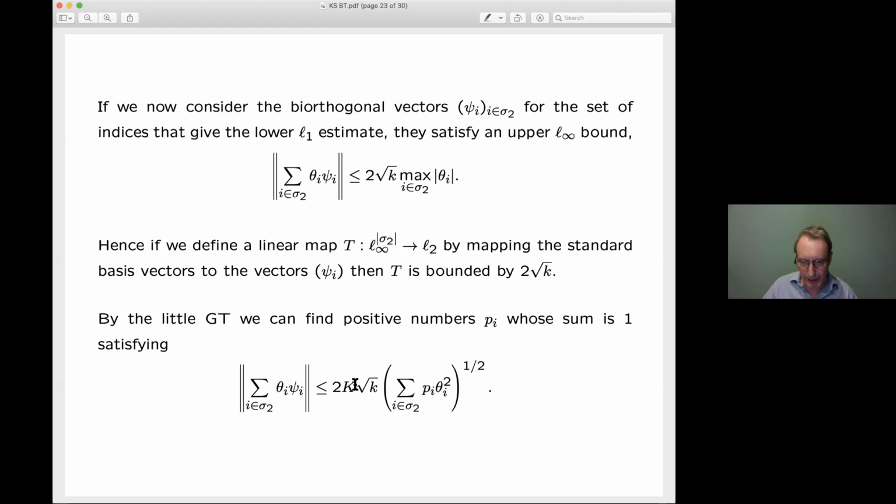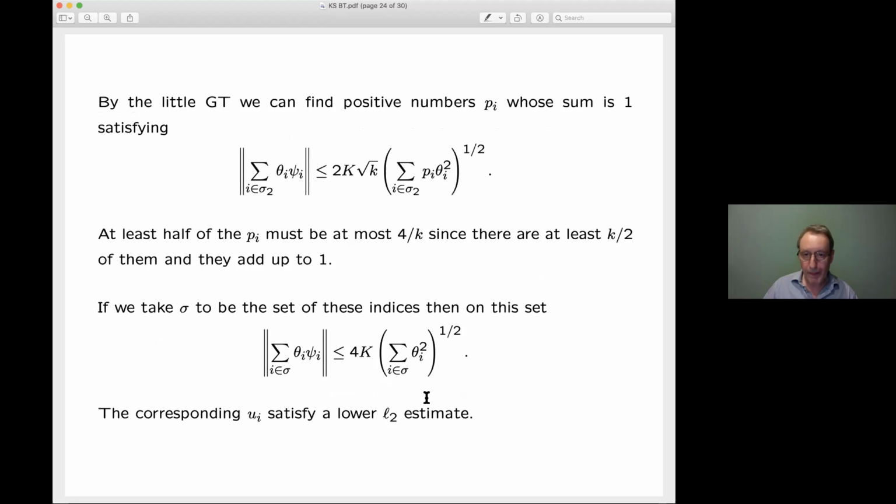It still has this root k in front, which is not what we want, but we've put in these p's, these weights, which add up to 1. And of course, the key point is going to be that there are k of these, or essentially k of these weights, so quite a few of them are pretty small. So here's the restatement of what I had on the previous slide. At least half of these weights must be at most, let's say, 4 over k, because we know that they add up to 1, and there are essentially k of them. So these weights have got to be fairly small.